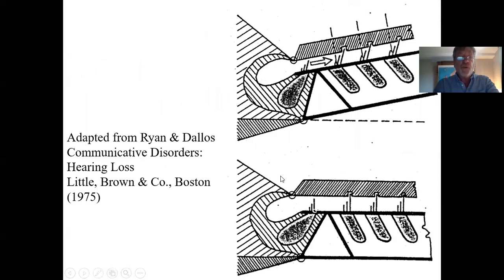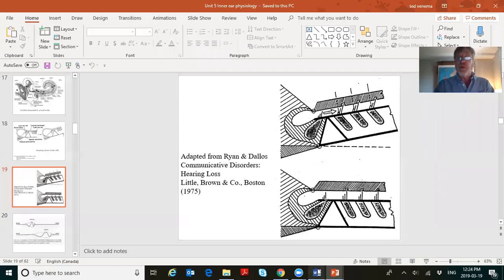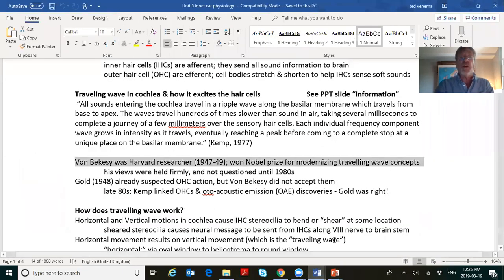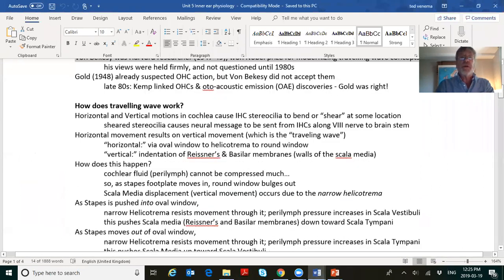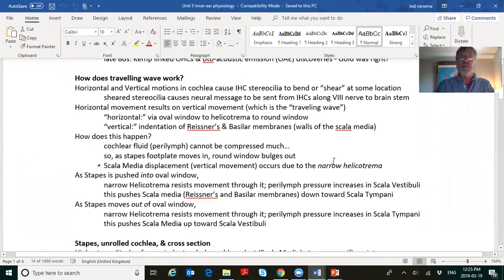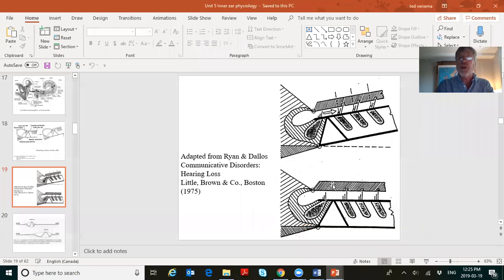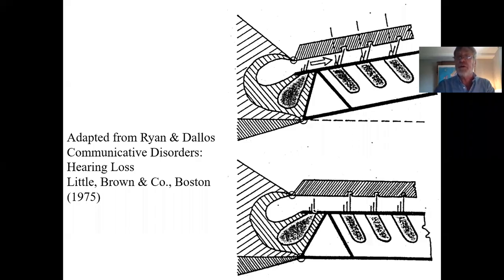Okay, let's look at our notes now and see what we covered, and then we're done. Notes. Here we go. So how does the traveling wave work? Horizontal and vertical motions in the cochlea cause inner hair cell stereocilia to bend or shear at some location.